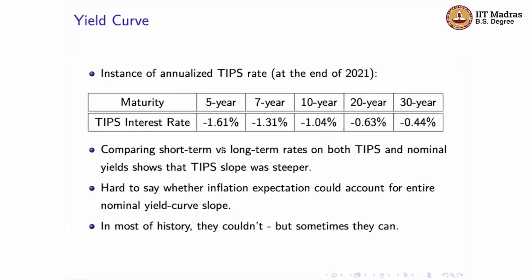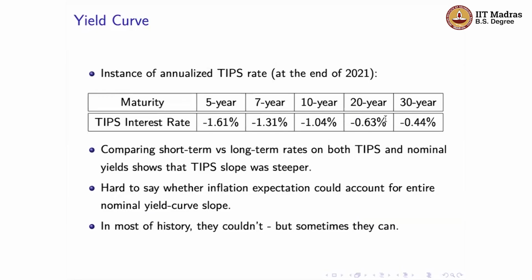And we can see here that in this case, you can notice that the 5-year rate is minus 1.61, 7-year is minus 1.31, 10-year is minus 1.04, and so on, right? So as before, these are annualized rates, right? And you can notice a couple of things. One is that this is actually increasing over time. So this is also upward sloping. And the second thing you notice is that compared to before, we seem to have negative rates, right? So you might be thinking, okay, how come we have negative rates?